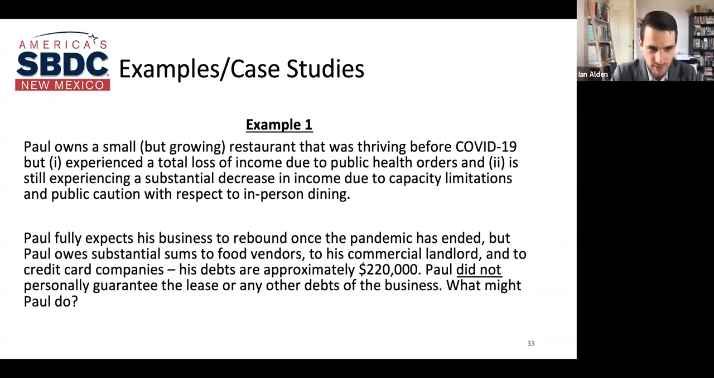And Paul has every expectation that it'll keep thriving right after. But in the meantime, Paul owes substantial sums to food vendors, to his landlord, to credit card companies. Debts are about $220,000. I mean, the debts are a lot, at least by the standards of a small restaurant that is still dealing with reduced income. He did not, this is key, Paul did not personally guarantee the lease or any other debts of the business, which means Paul did not agree to personally be responsible for and pay those debts if the business can't. What can Paul do here?